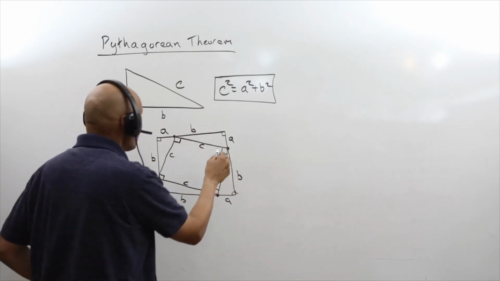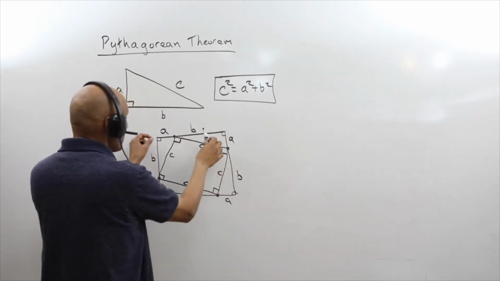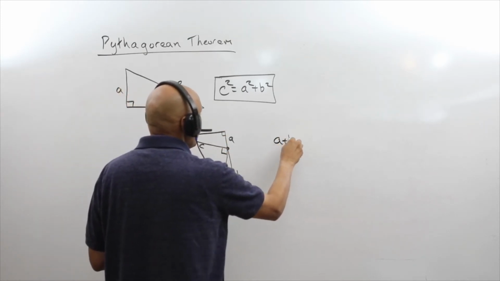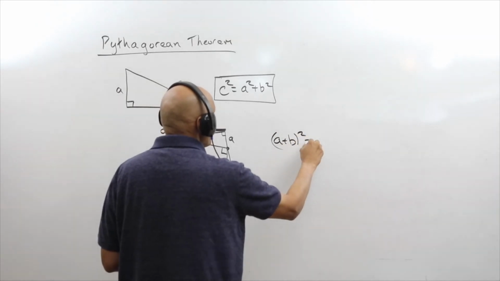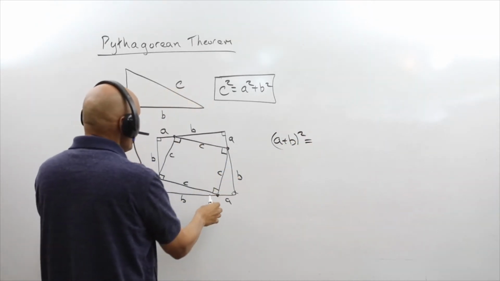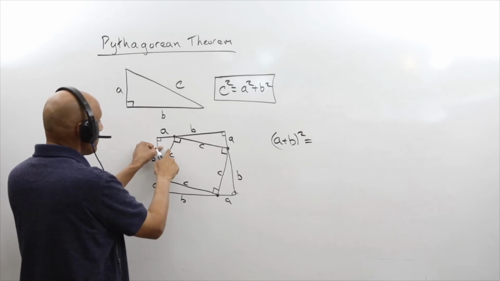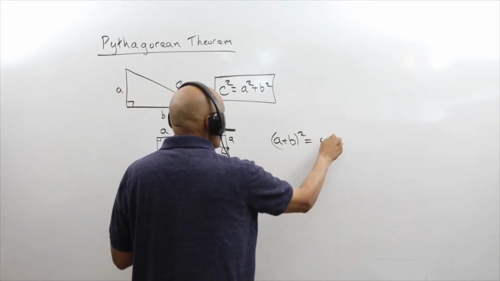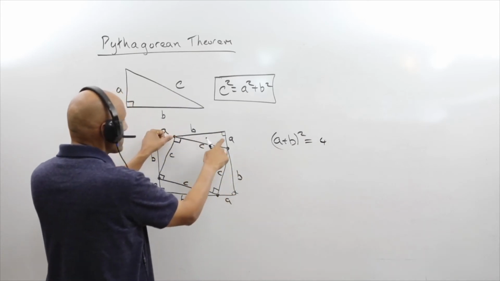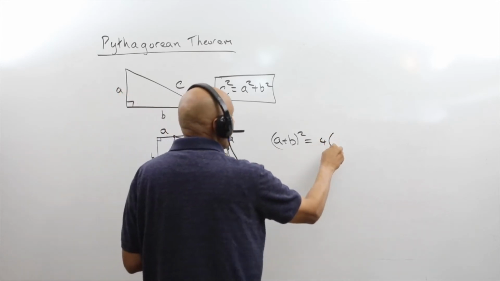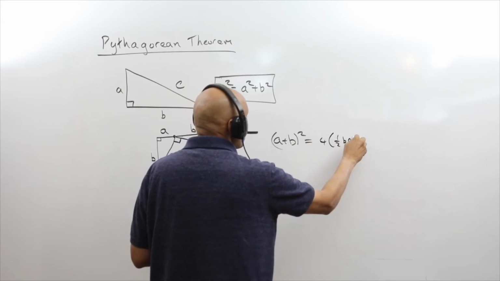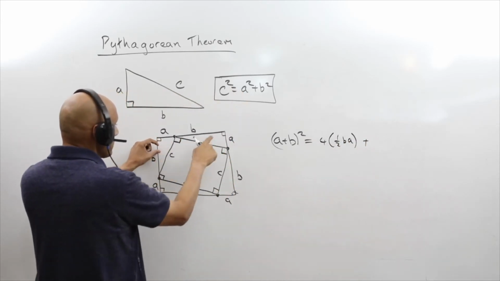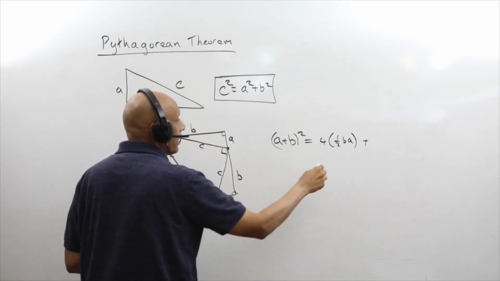So we ask ourselves, what is the area of this outer square? Well, it's the length of the side squared. So this is really A plus B squared. What is this area equal to? Well, it's equal to the area of these four triangles. What's the area of these triangles? It's base times height times 1/2, which in this case is 1/2 BA. So this is the area of these four triangles, plus the area of the inner square, which is C squared.